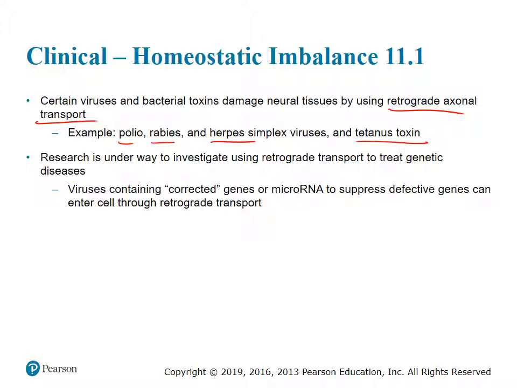Polio can happen in many different ways, but the main way is to breathe it in, and then the neurons that are connected to your lungs can catch it, and then the virus will go up and damage neurons.